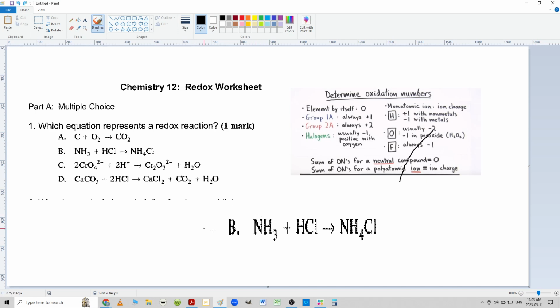Oh no, this is not a classic. This NH3 goes up to NH4 over here, and it has gained an H, and this HCl essentially has combined with it. This is a composition.